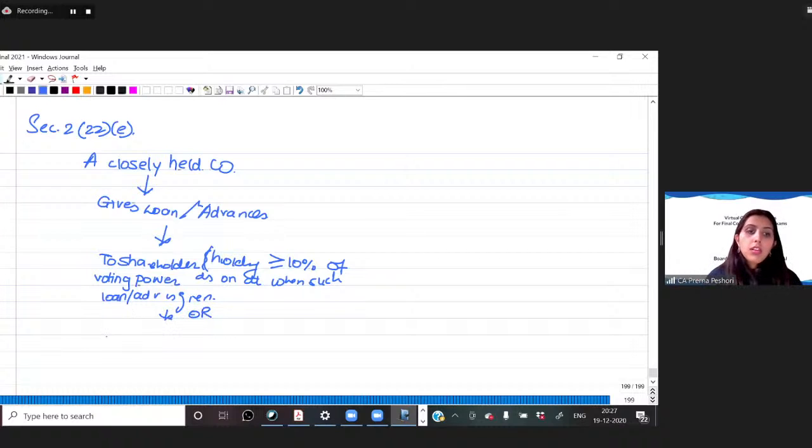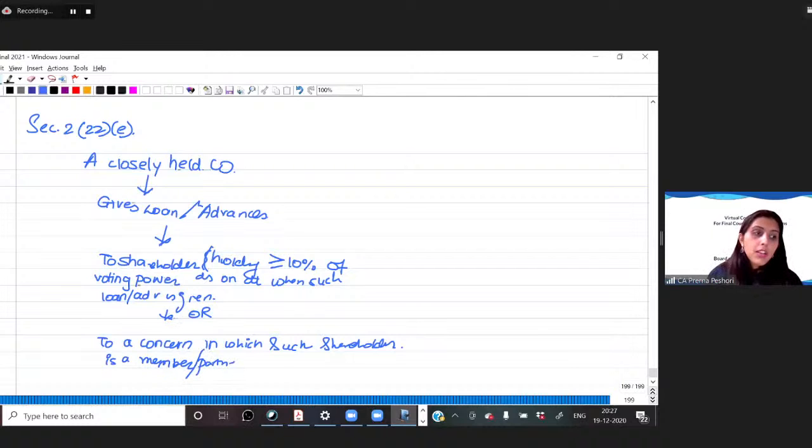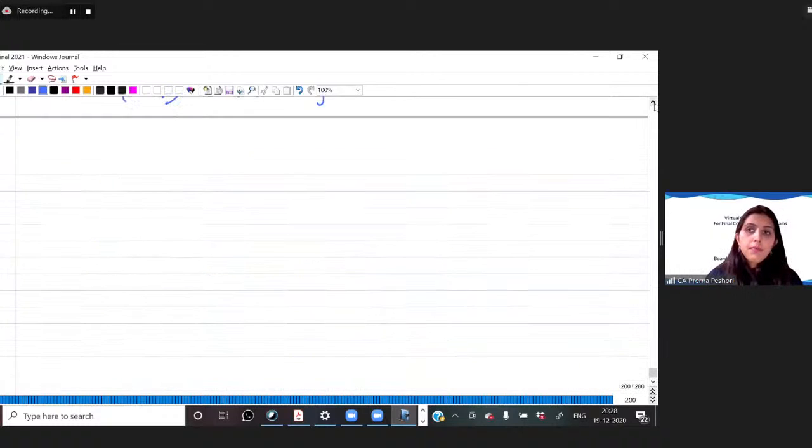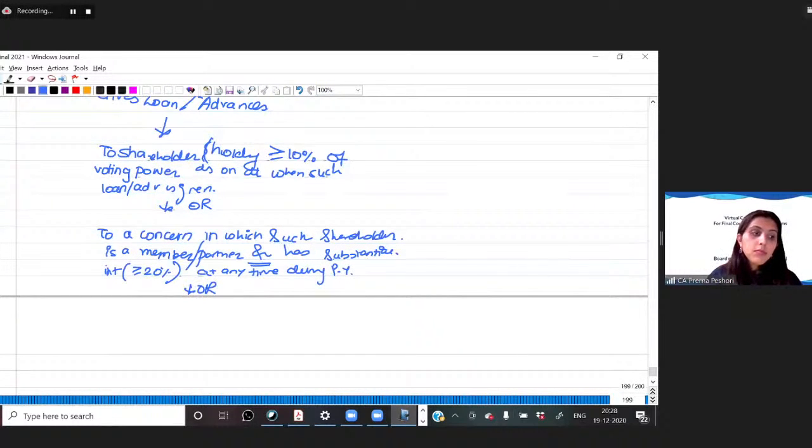or to a concern in which such shareholder is a member or partner and has substantial interest, which is greater than or equal to 20% at any time during the previous year, or to any person on behalf of such shareholder.